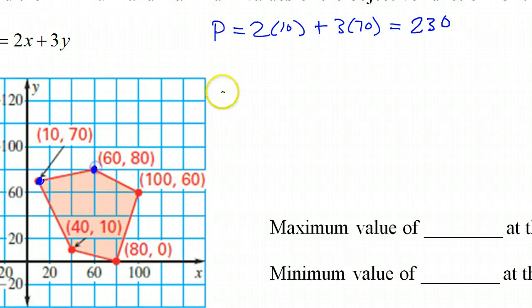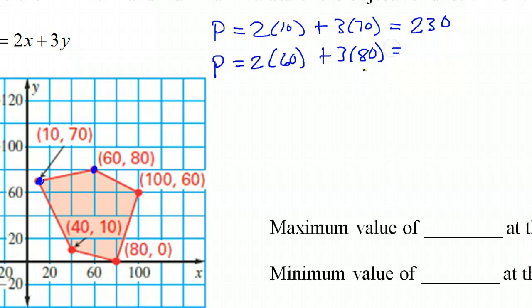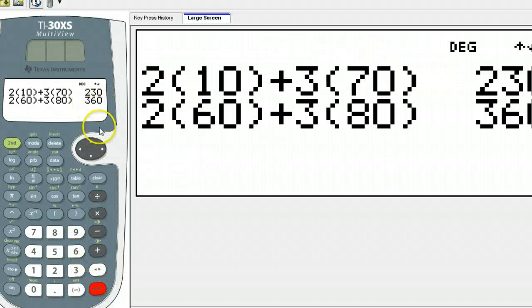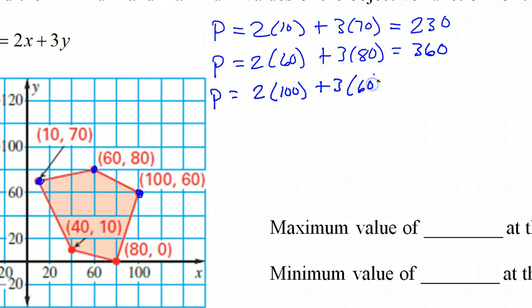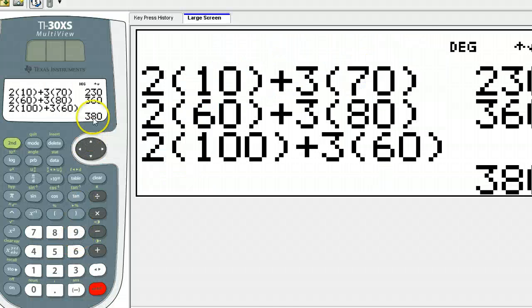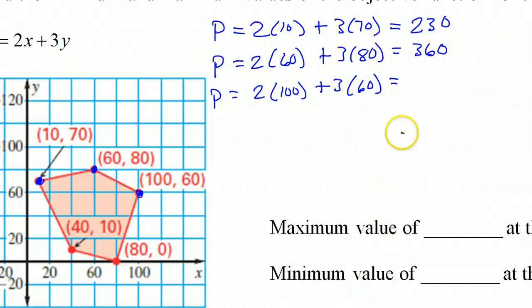So now let's do this one. That would be 2 times 60 plus 3 times 80. That's 360. The next point down, it's 2 times 100 plus 3 times 60. And that gives 380.